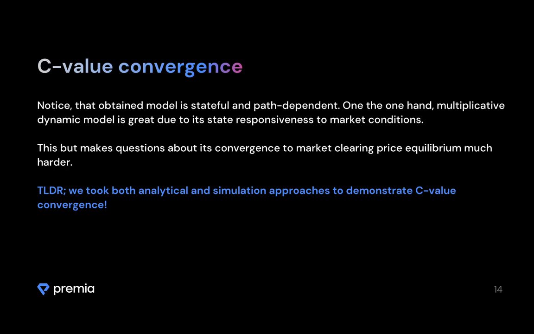On the one hand, such a multiplicative dynamic model is great due to its state responsiveness to market conditions. It immediately reacts to disruptions in supply-demand and so on. But this makes our question about convergence much harder. And we would like to take both approaches, the top-down analytical approach, and the bottom-up simulation approach, to demonstrate C-value convergence.